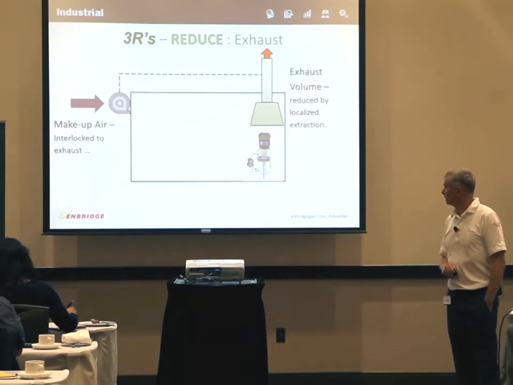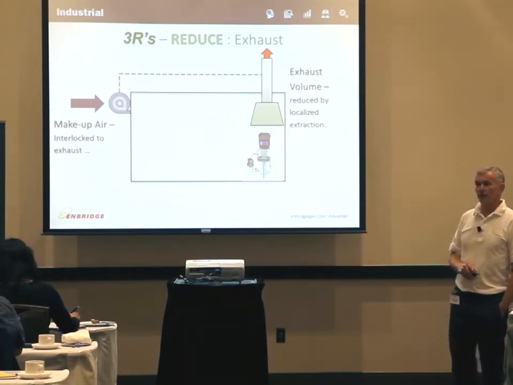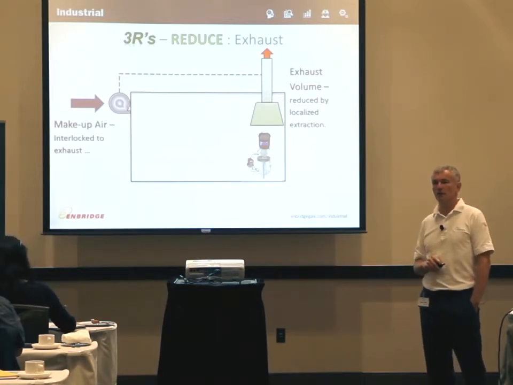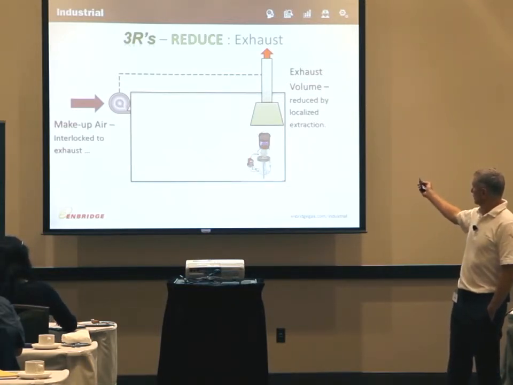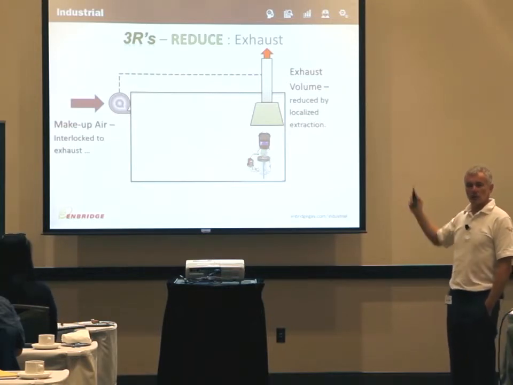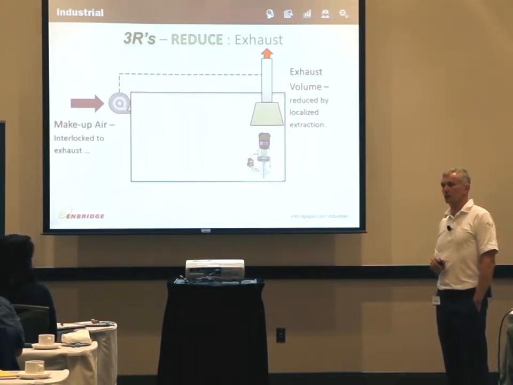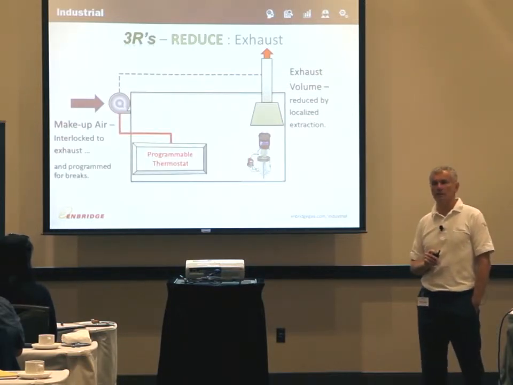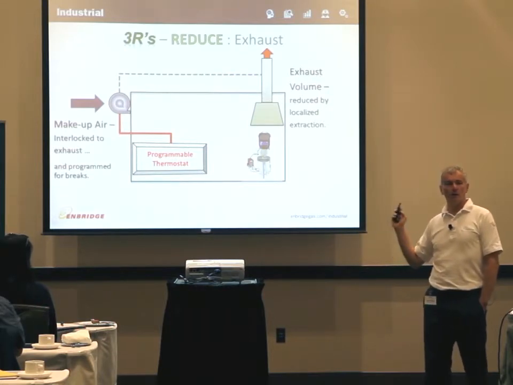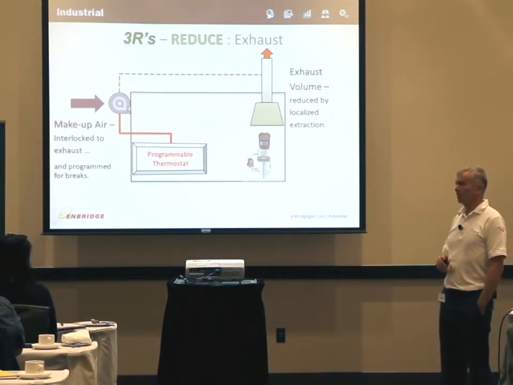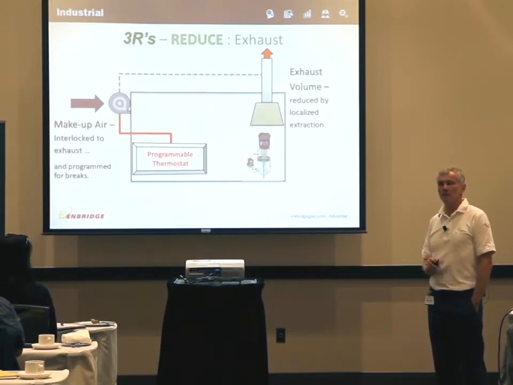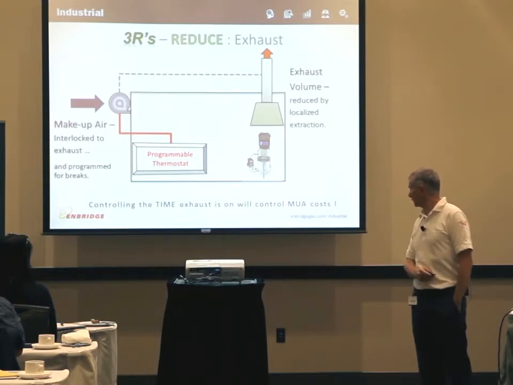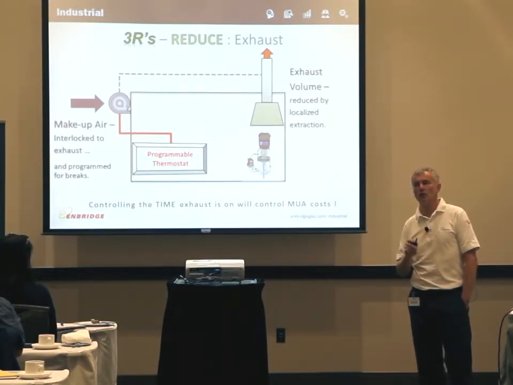Let's make it even better. Let's interlock the makeup air to the exhaust. You don't need makeup air in the usual facility unless you have a significant amount of exhaust. So if the guy is not there, the exhaust doesn't have to run. Therefore, makeup air doesn't have to run for that period of time. Let's put it on a programmable thermostat so that when the guy has a 1-hour lunch break, this goes off automatically. Doesn't need to run. Are those huge savings? No. But controlling the time exhaust is on will, again, control your makeup air costs.